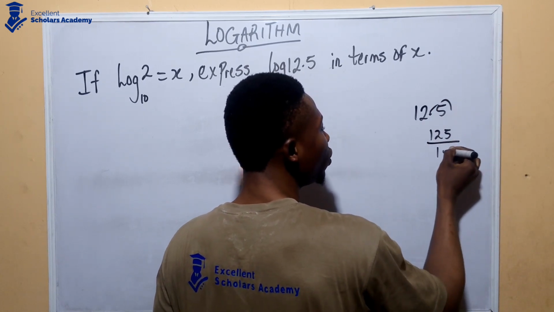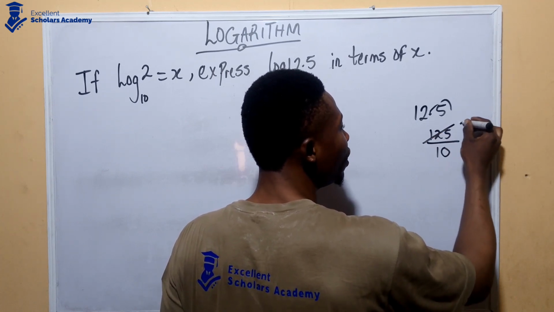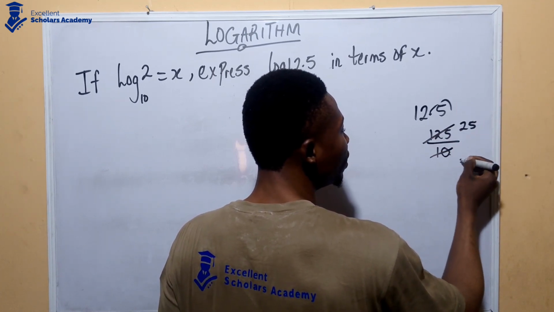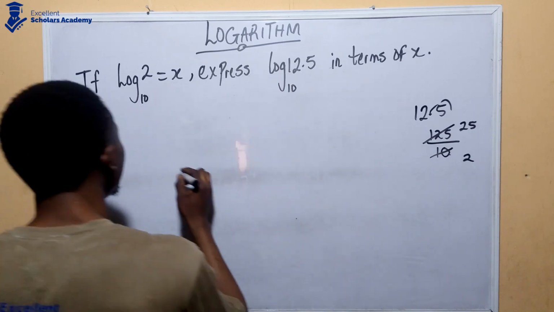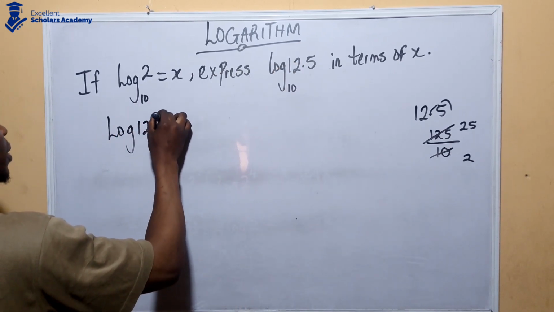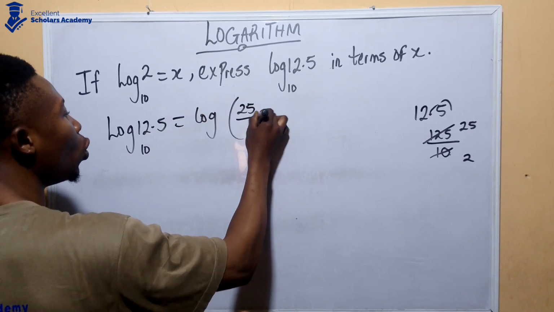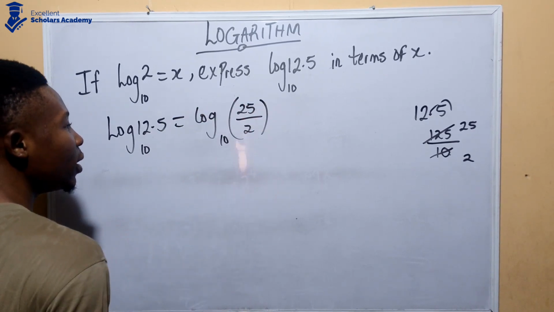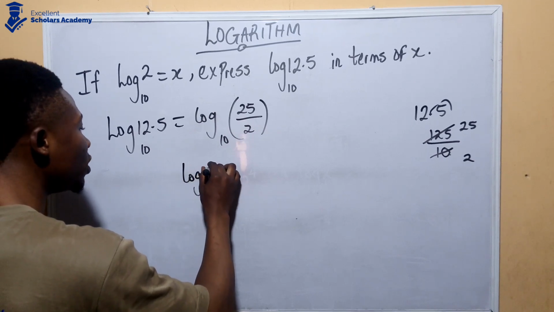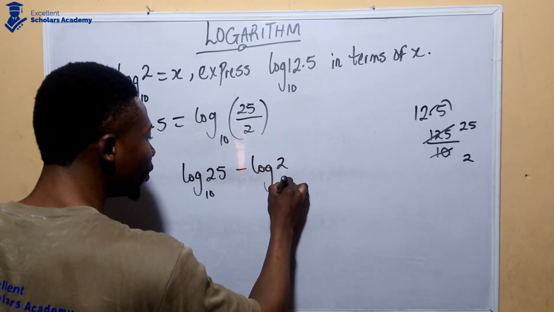How many times did you count before you go to the last number? Once. Alright, so 5 goes in 125. It gives us what? 25. 5 goes in 10. It gives us what? 2. Alright, so this log 12.5 base 10 is equivalent to log 25 over 2 base 10. Now I can split this into log 25 base 10 minus log 2 base 10.